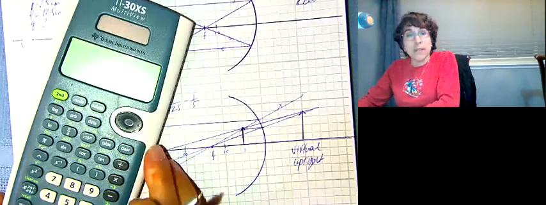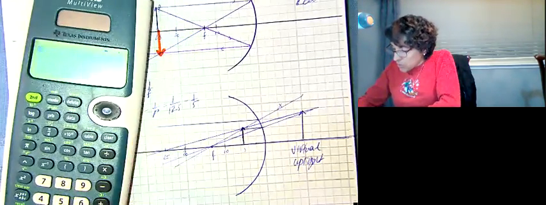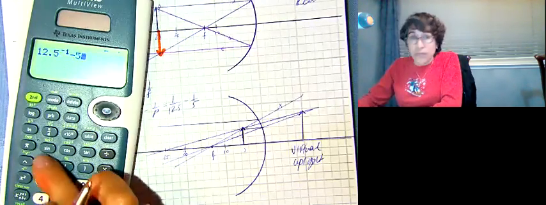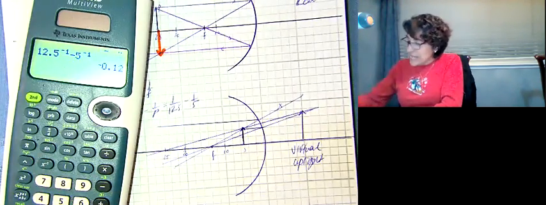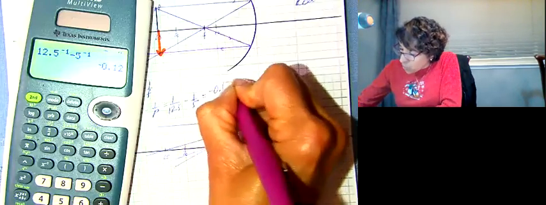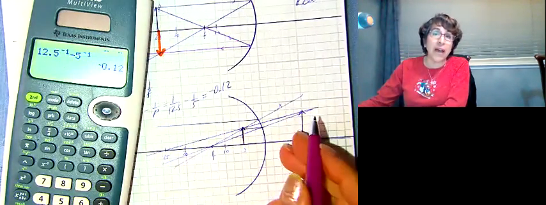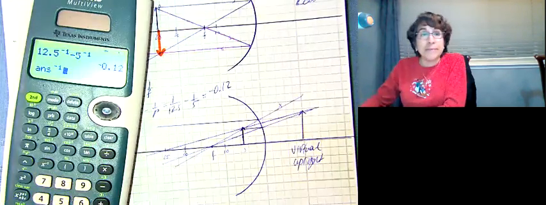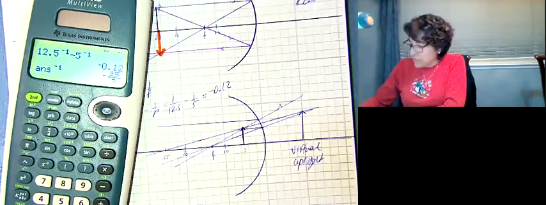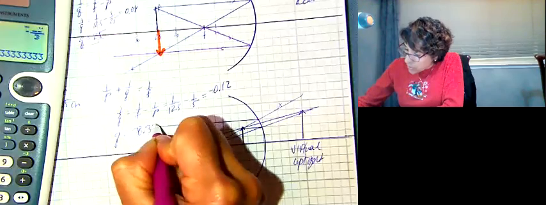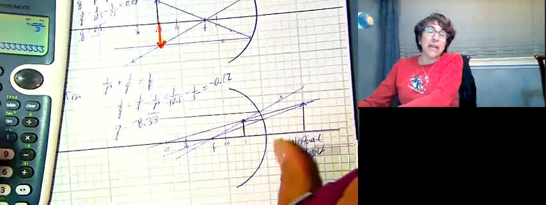Let's see what that is. Okay, 12.5 inverse minus 5 inverse. I get negative 0.12. Oh, interesting that it's negative. That's a good clue. That's telling you it's going to be on the other side. Now I need the inverse of that. It comes out to that, and then I hit these arrows, and I get negative 8.33. So Q is equal to negative 8.33, or negative 8 1/3.